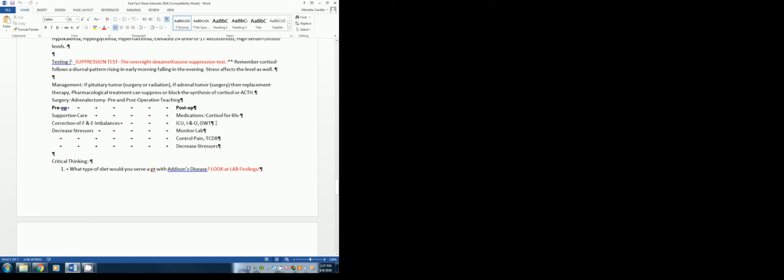With the post-op period, medications, they're going to need cortisol for life. There is no skipping it. Skipping doses can cause adrenal crisis and death. They're going to be in ICU when they get out. Daily weights. You're going to be monitoring their labs very carefully, controlling their pain, turning, coughing and deep breathing, and decreasing stressors as much as possible.